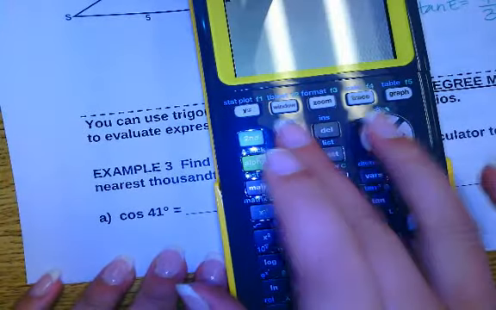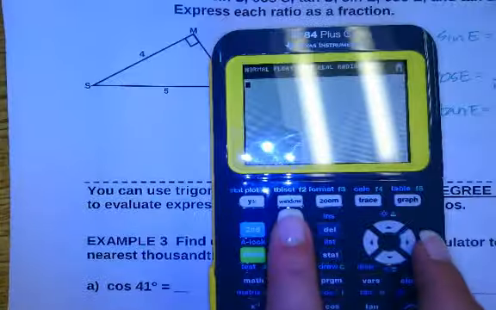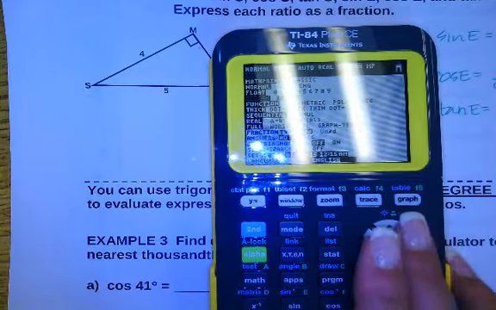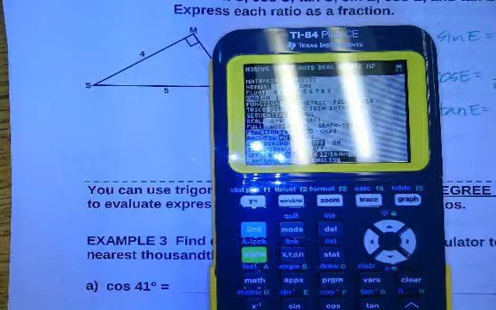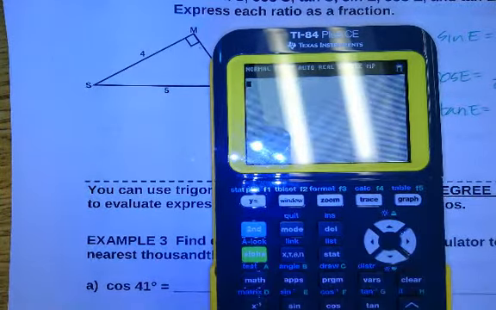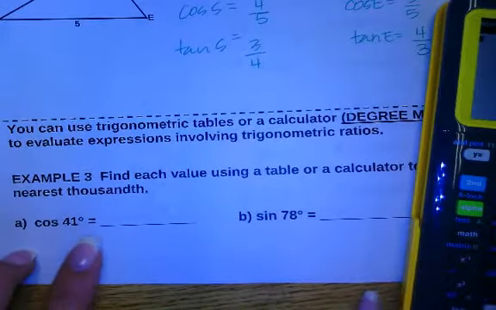Make sure when you go to mode that your calculator is in degree mode. Standard setting is radian. So anytime you reset your calculator, it's going to go to radian. On test day, if you do not put your calculator in degree mode, you'll get all wrong answers. So make sure you are using degree mode. After you've turned degree mode on, second quit, get back to the home screen, and all you do is use those three functions and type what you see.